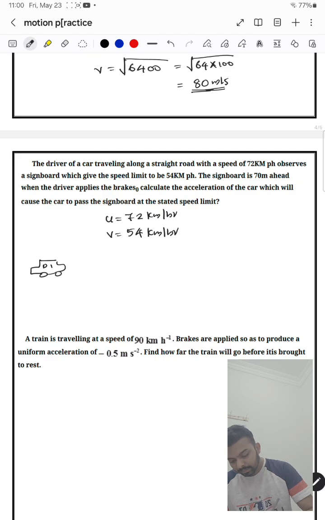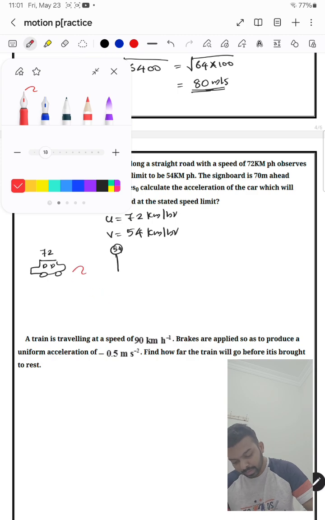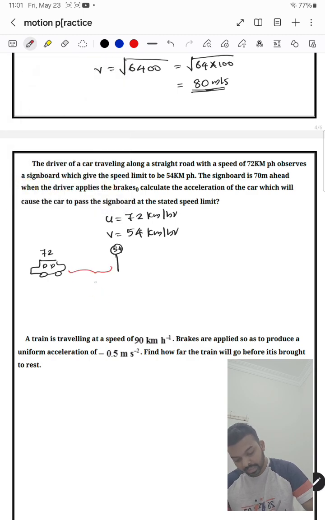Okay, and let there be a signboard kept here. Here the object is traveling at a speed of 72 km/h, and when reaching here, the signboard indicates 54 km/h. The distance between these two points is given, which is equal to 70 meters.